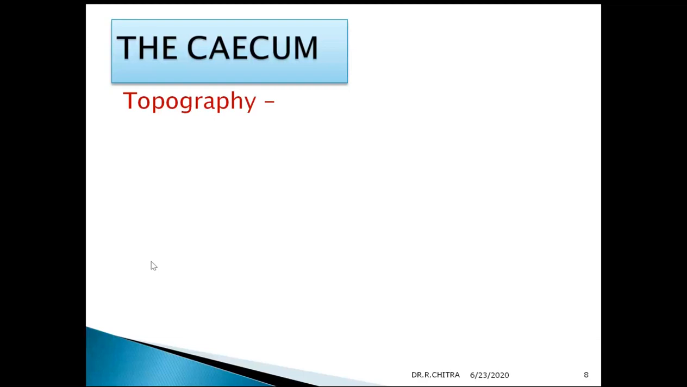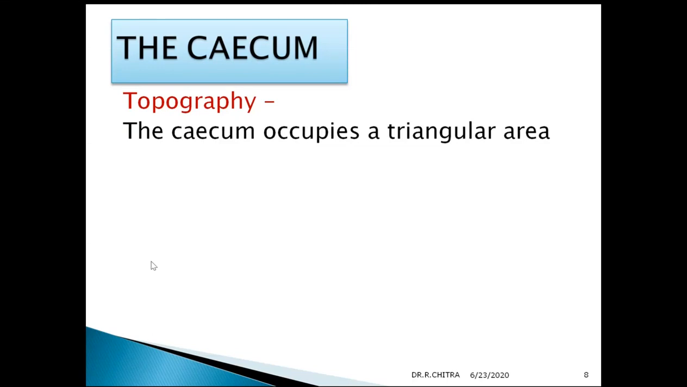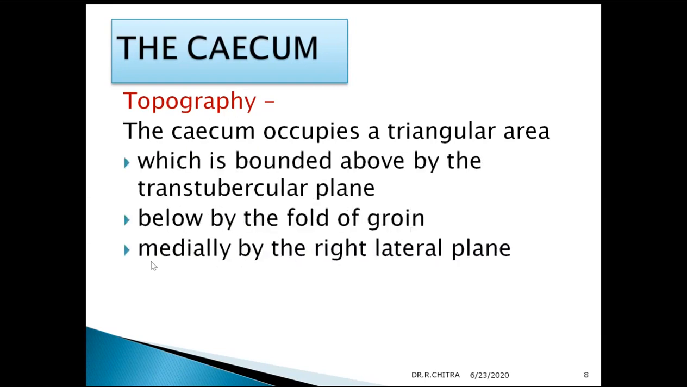Now we will see the topography of the cecum. Otherwise, how to mark the cecum in the living persons. This is surface anatomy of the cecum. How to mark this surface anatomy of the cecum? You have to draw two lines. Then between the two lines and the right fold of the groin, you have to draw a triangular area. That will be the surface anatomy of the cecum.